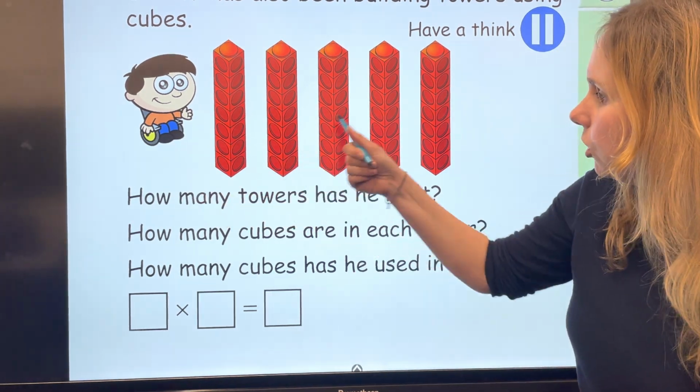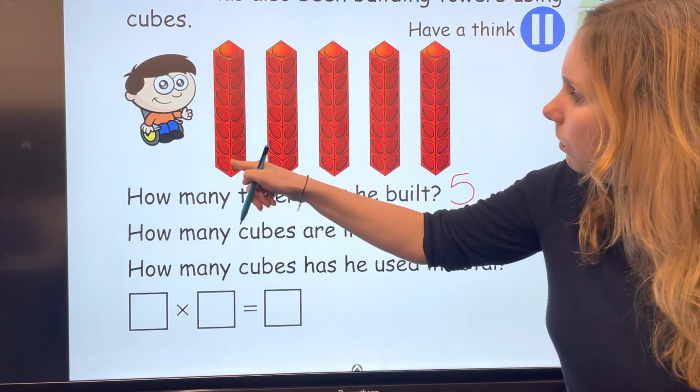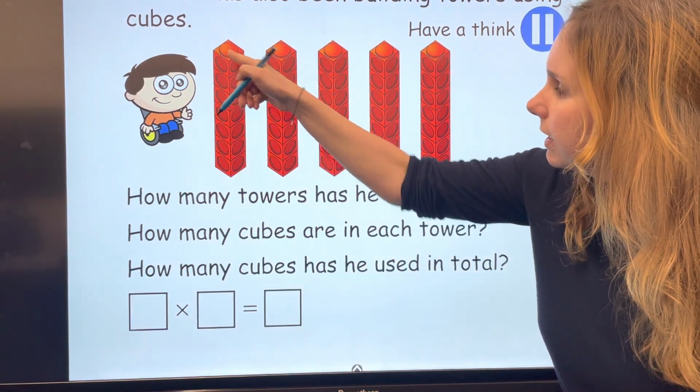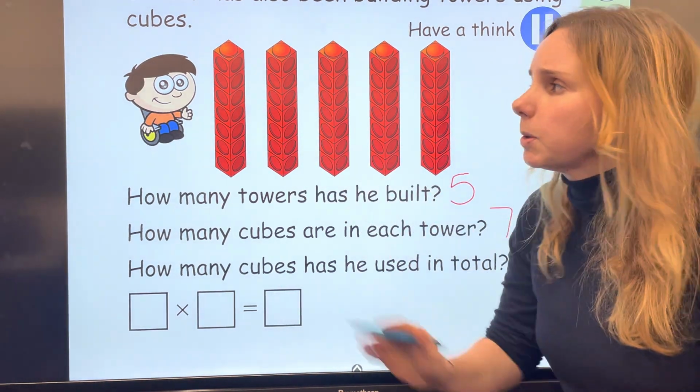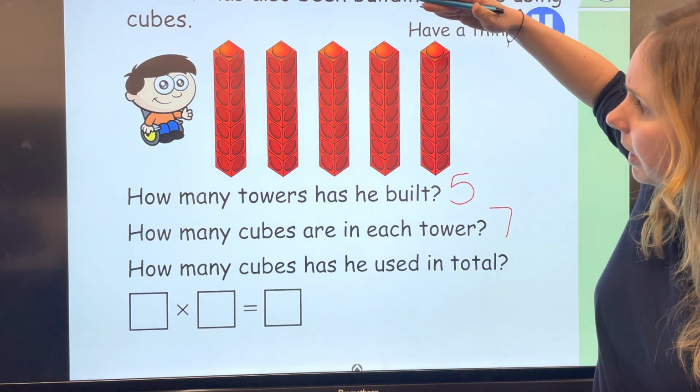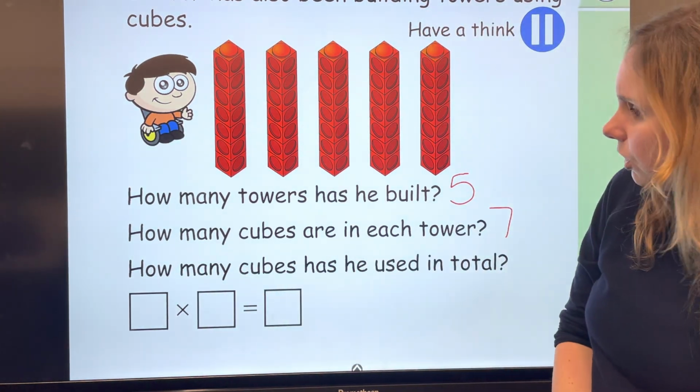He has built 1, 2, 3, 4, 5 towers. 1, 2, 3, 4, 5, 6, 7 cubes in each tower. I'm not going to count all of these cubes because I can see they're equal height, so I know he's got the same in each group. How many cubes has he used in total?